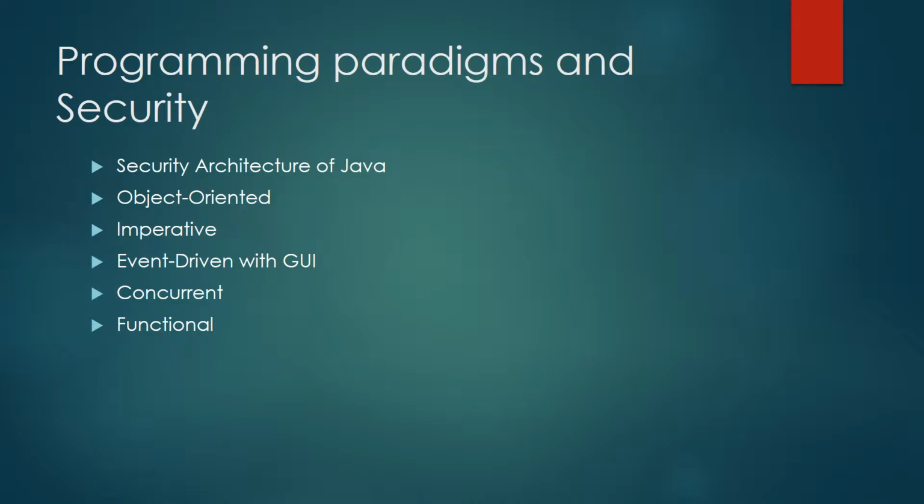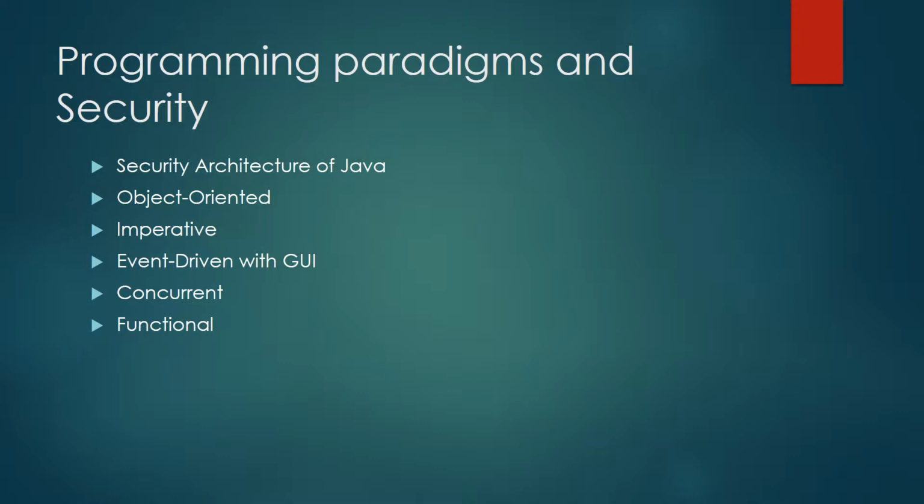Imperative, event driven with GUI, concurrent, and functional. In object oriented programming paradigm, objects communicate with each other to perform any task of a program. It is characterized by programming with objects, messages, and hierarchies of the object. Imperative programming paradigm mainly focuses on the concepts such as control structures, errors, and exception handling, and procedural abstraction.